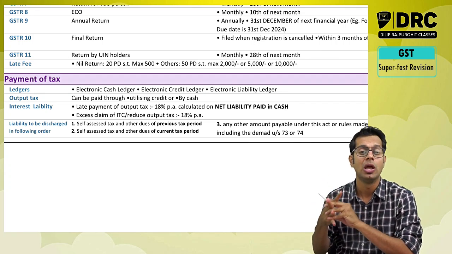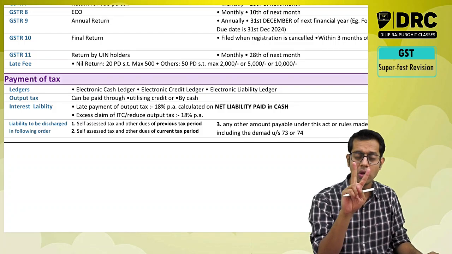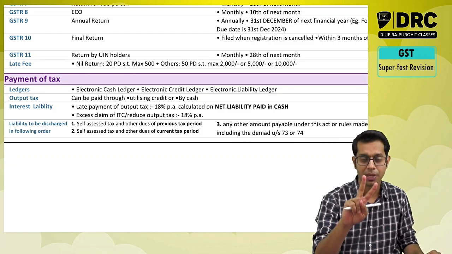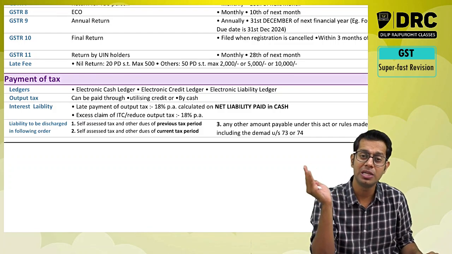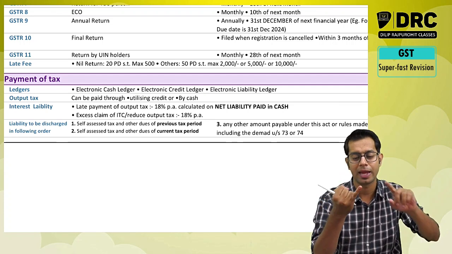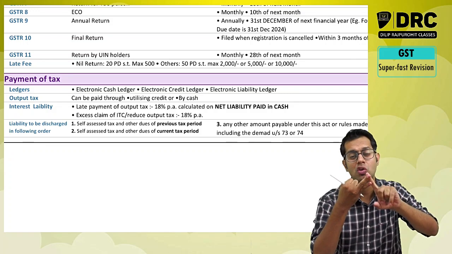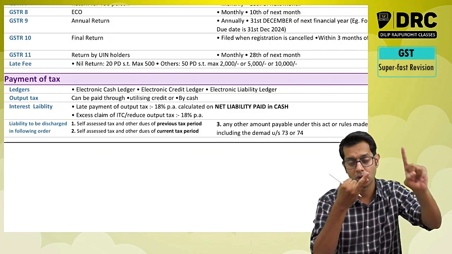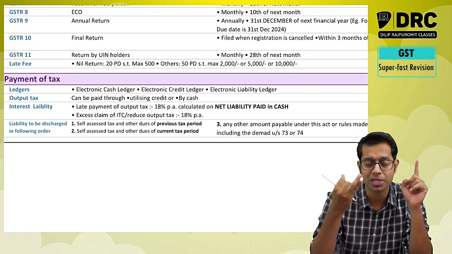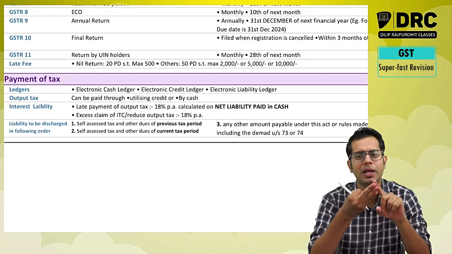Please note, normally the tax amount can be paid through utilization of input tax credit or through cash. But there are some payments which should compulsorily be made in cash only. Which are the payments which are required to be compulsorily made in cash? Your RCM liability you should compulsorily pay in cash. The tax which is required to be paid by a composition dealer is required to be paid compulsorily in cash. Then what is required to be paid compulsorily in cash, sir?